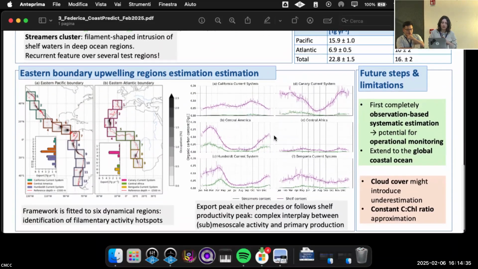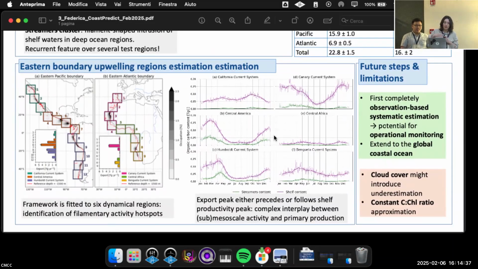And also we tried to look at how primary production on the shelf and mesoscale activity interact in modulating the seasonality of this. But if you want to discuss more, I'm here. Reach me out.